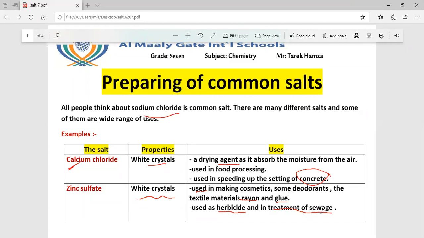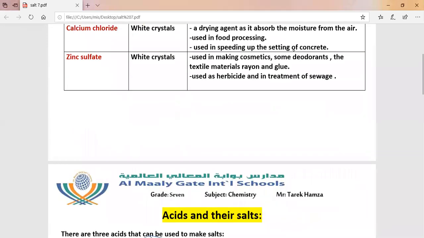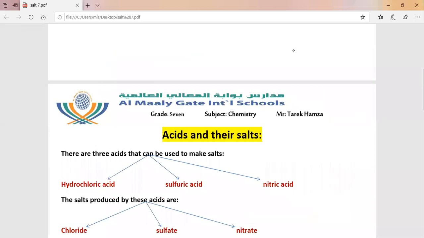Okay. This is the first point. We are going to the second point: acids and their salts. The second point in this lesson is called acids and their salts.